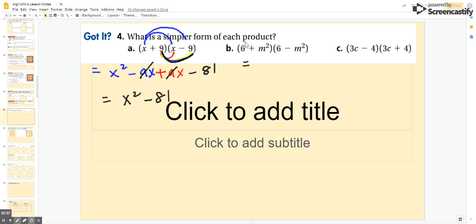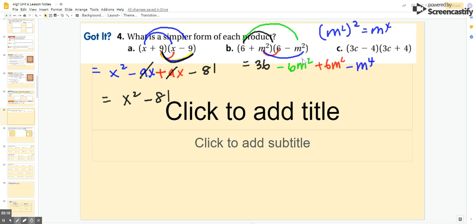So next, FOIL method. First, 36, outside, negative 6m squared, inside, plus 6m squared, last, minus m to the 4th power, because m squared times m squared is m to the 4th. And this will be gone. 36 minus m to the 4th power, that's going to be the answer.